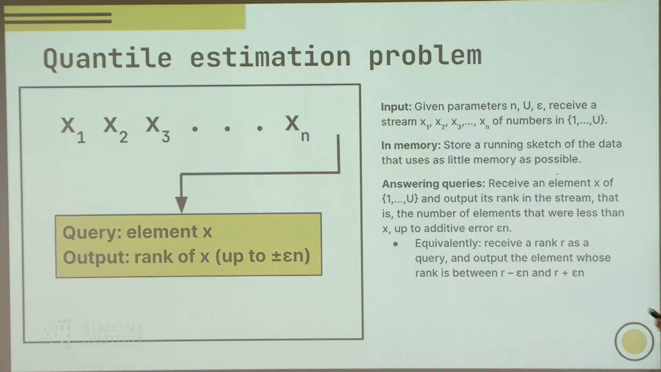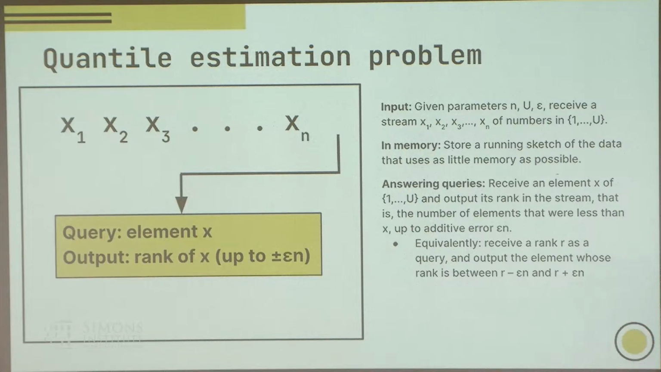At the end of this stream, I'm going to ask you for the rank of some element x, or some number x in the universe. The rank of a number is just the number of stream elements that are less than or equal to that number. Equivalently, instead of asking for the rank of an element, you could receive the rank as a query, and then you have to tell me an element of the stream that was at approximately that rank. You can't do this exactly. If you had to give the exact rank of an element, you would need to remember the whole stream. So we ask that the rank is accurate up to an error of epsilon n.